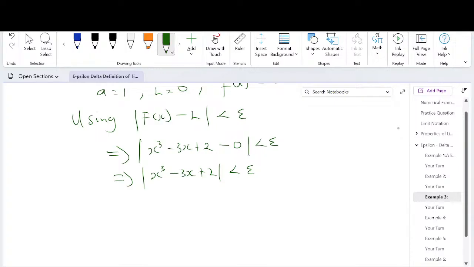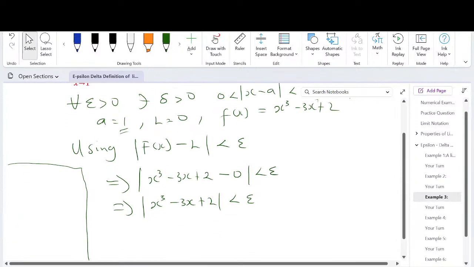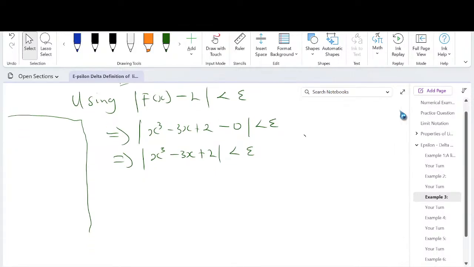Since x approaches 1, that means x minus 1 will be a factor. From here, you can use the long division method to break this down, and the other method you can use again. I will show you the method here as well.